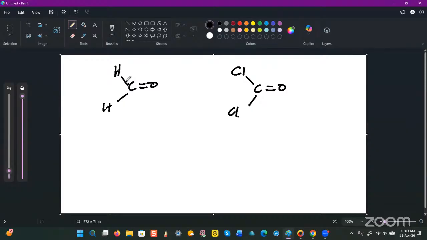Now, basically, what they both have in common is that they have a carbon to oxygen bond, and therefore the dipole would be acting in that direction for that particular bond, right? But the difference, of course, is that you have two hydrogens here and two chlorines here, right? Now, I'll have to look at the values, but the carbon to hydrogen bond has a very small polarity, right?